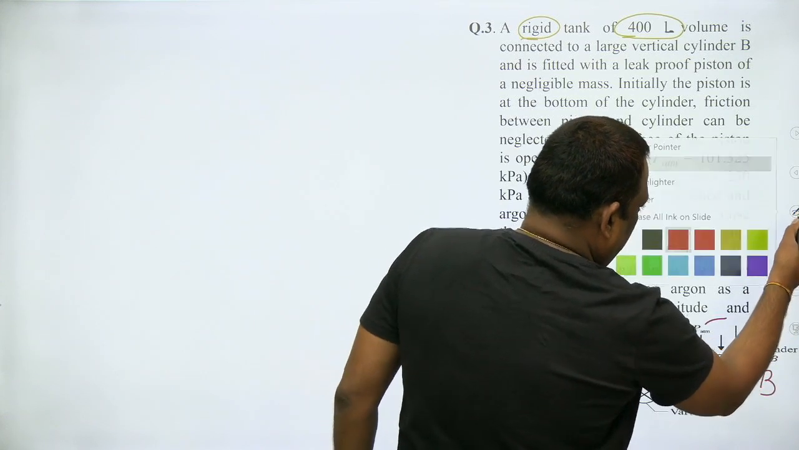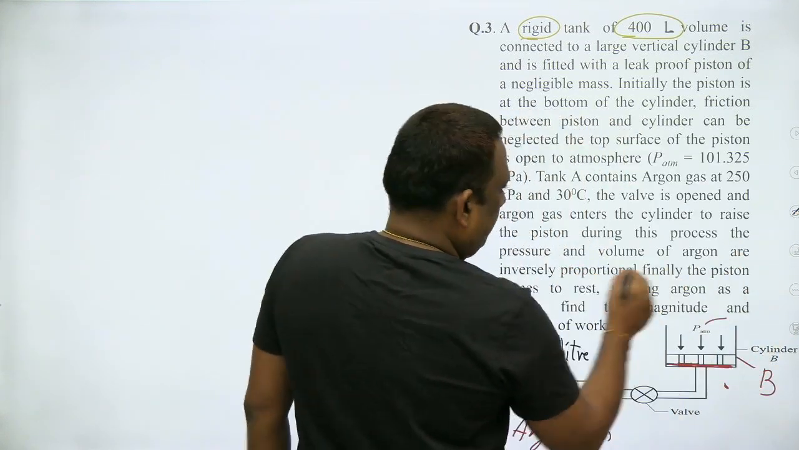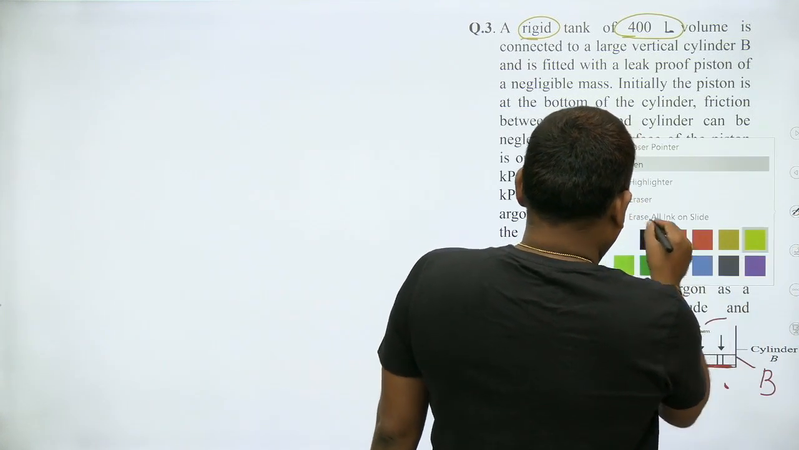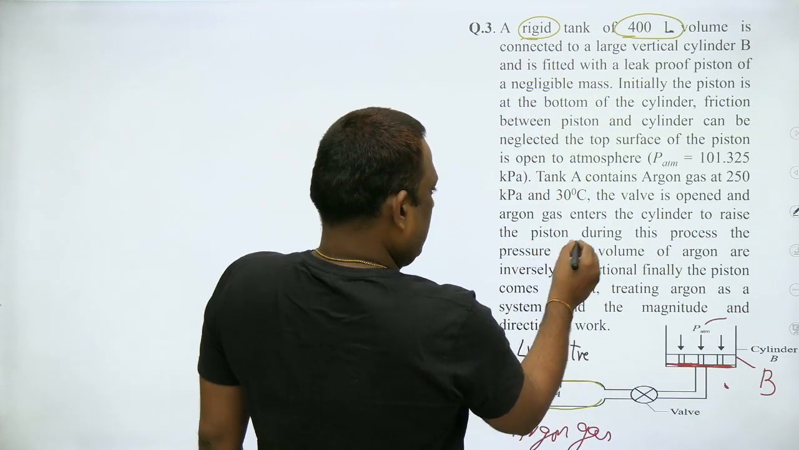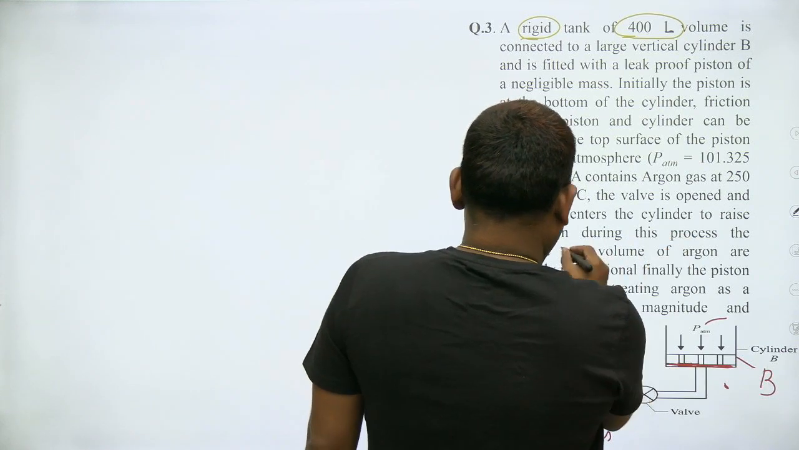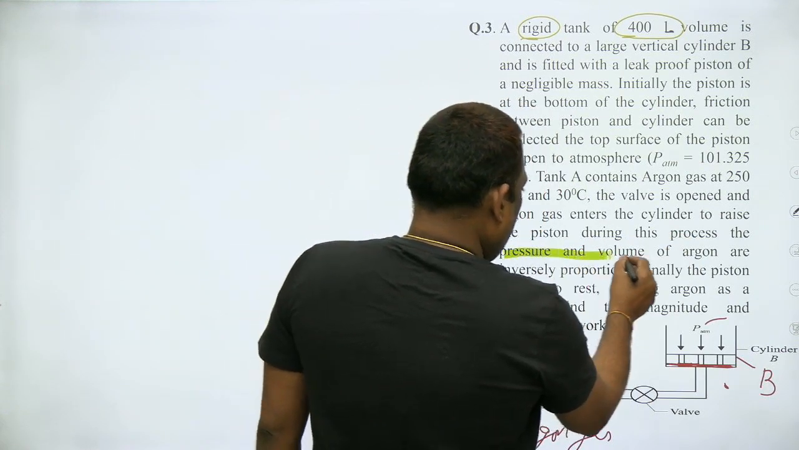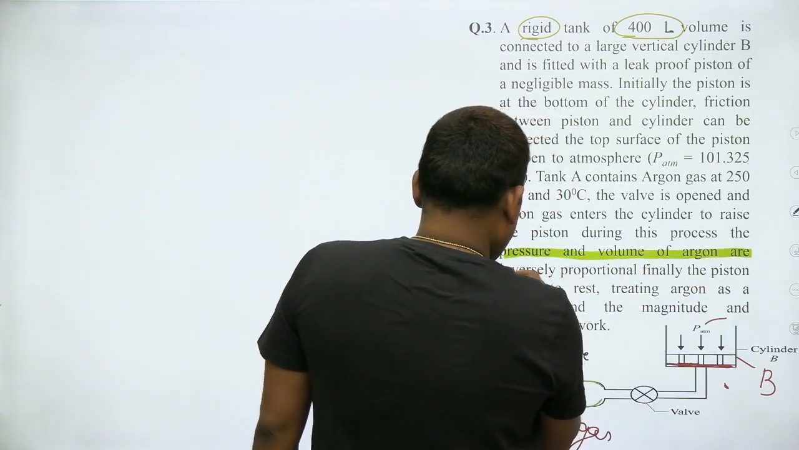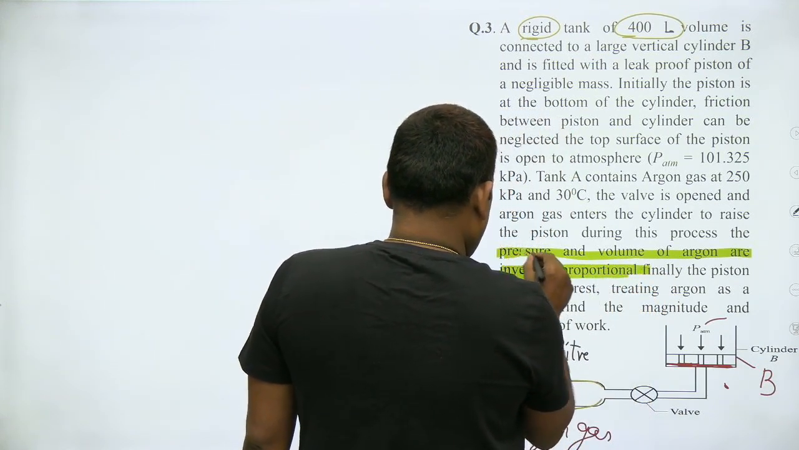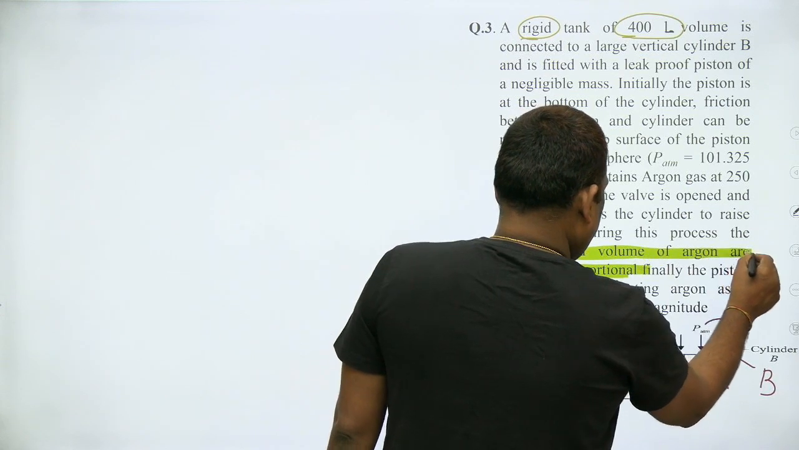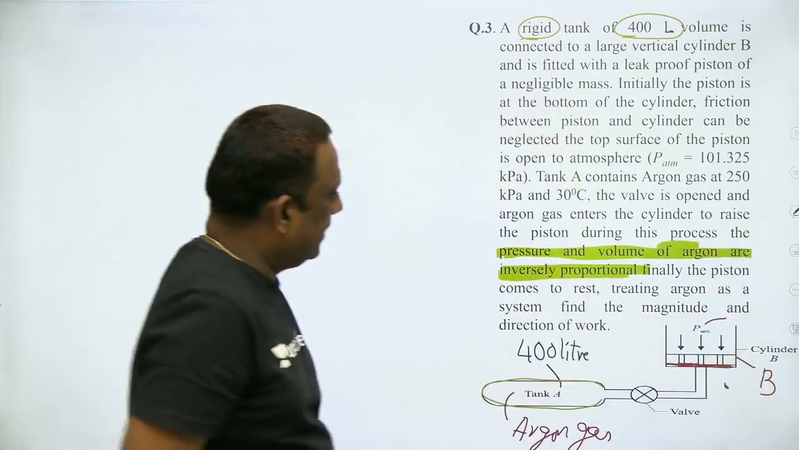Ye bahut important hai. This is misleading, my dear. So, we'll highlight this. Where is that? Pressure, haan kahan hai ye? Pressure and volume of argon are inversely proportional. This is very, very important, my dear students. Ye bahut bahut important hai is problem mein.